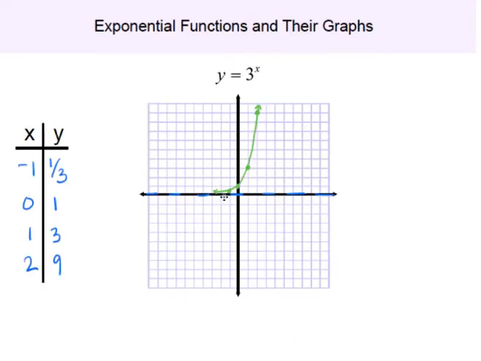Okay, you'll notice as x gets smaller, your y value will get closer and closer to 0. However, it will never be less than 0 or even equal to 0. So my graph looks like this. I have a horizontal asymptote at the x-axis, and it increases.